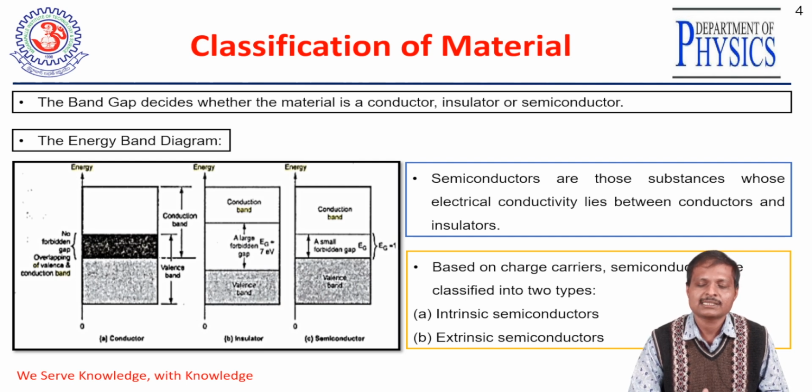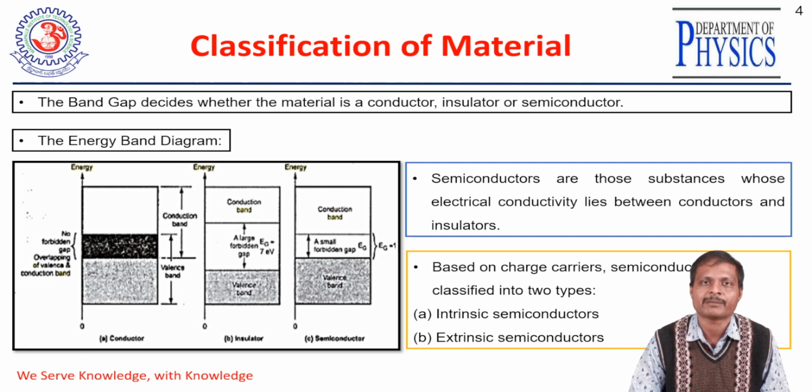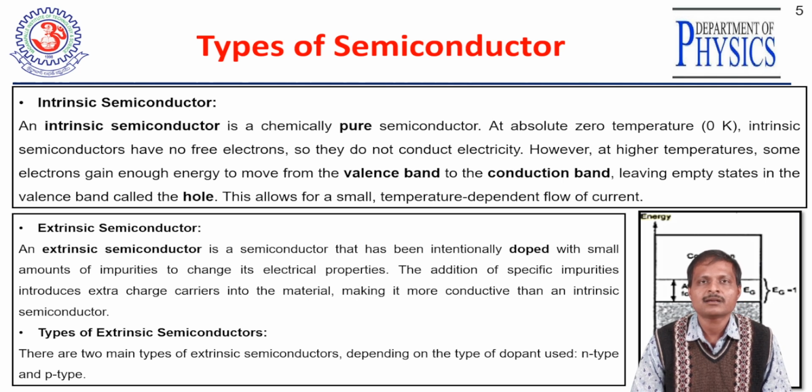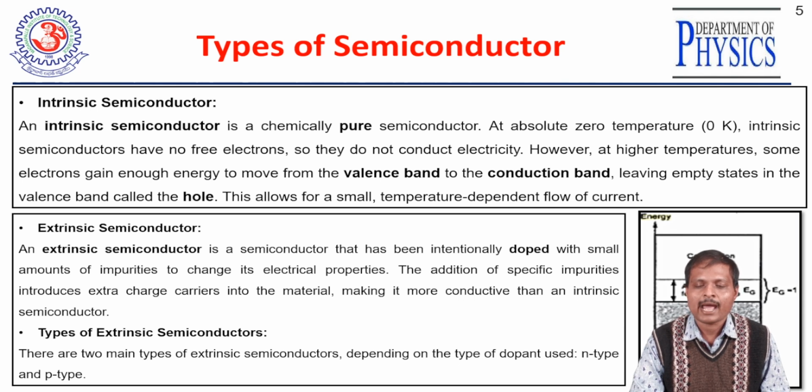Now based on the charge carriers, semiconductors are classified into 2 types. One is the intrinsic semiconductor and another is the extrinsic semiconductor. So what is an intrinsic semiconductor? An intrinsic semiconductor is a chemically pure semiconductor substance. At absolute zero temperature, the intrinsic semiconductor has no free electrons, so it does not conduct electricity.